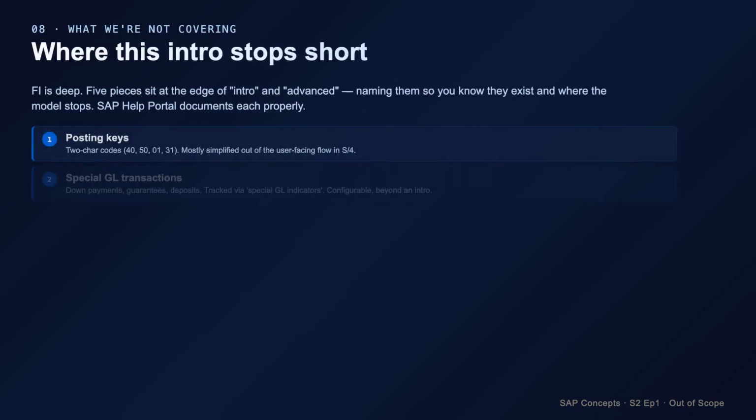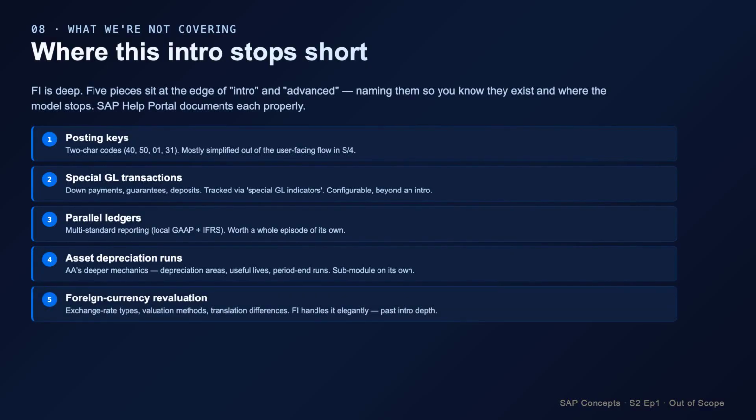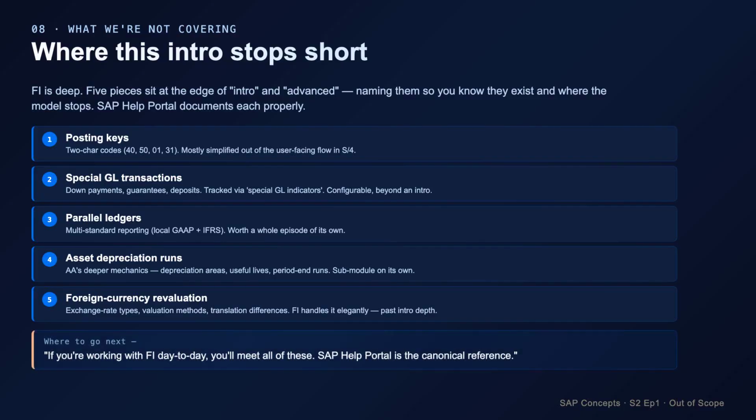Five things we're naming and not covering. Posting keys, mostly simplified out of S/4's user-facing flow anyway. Special GL transactions, down payments, deposits, configurable, beyond an intro. Parallel ledgers, multi-standard reporting, worth its own episode. Asset depreciation runs and foreign currency revaluation. Both are submodules on their own. SAP Help Portal documents each properly. We're naming them so you know they exist.